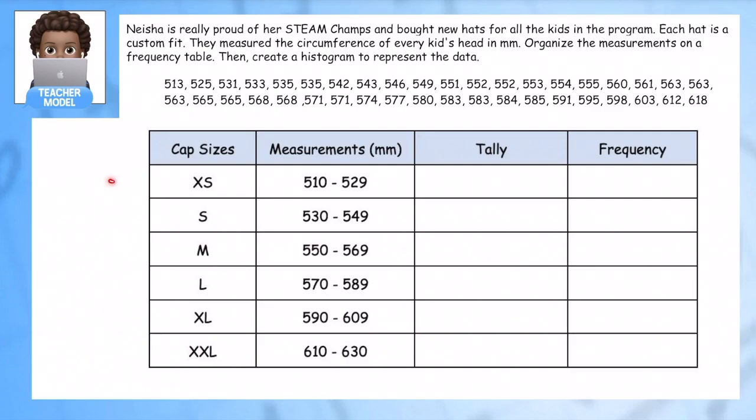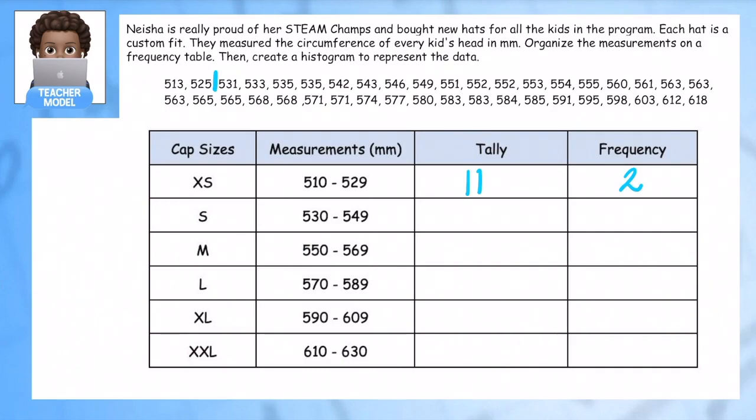And what this is doing is we're going to cluster the data based on these different sizes. So any size between 510 and 529 millimeters would be an extra small. So I'm going to identify that marker. So let's see, up to 529. So that stops right here. So how many kids are between 510 and 529? Just two. So I just make two dashes and just write the number 2.